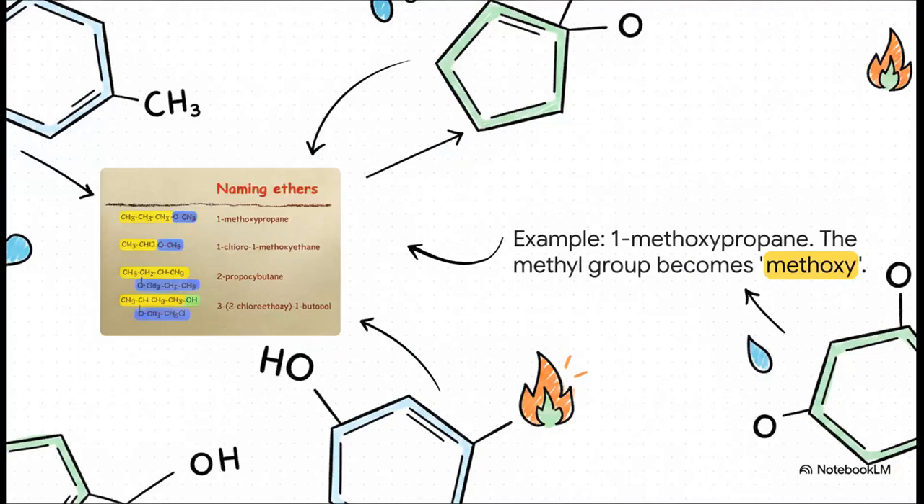All right, let's put those steps into action. Take a look at this molecule. What's the longest chain? Well, it's 3 carbons, so our base name is propane. The other side is a 1-carbon methyl group with the oxygen, so our prefix is methoxy. Now, where's it attached? To carbon number 1. You put it all together, and what do you get? 1-methoxypropane. See? It's a really simple, logical system once you get the hang of it.